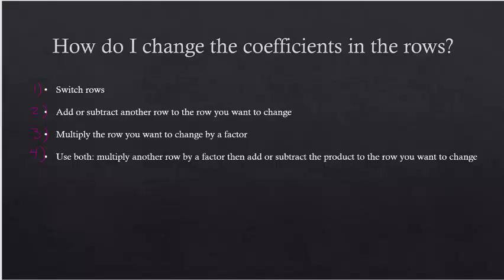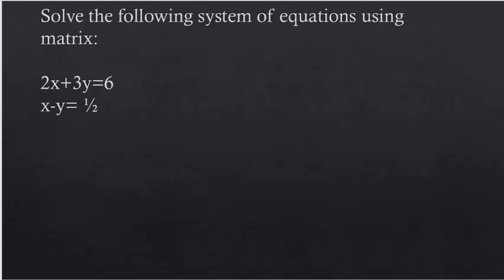So let's try this. All right, here we have the system of equations. Our x's are lined up, our y's are lined up, and our constants are lined up. So we can go ahead and write our augmented matrix. We have a 2, a 3, and a 6, a 1, a -1, and a 1/2. Right? Augmented matrix, because we have our coefficients on one side and the constants on the other side, separated by a line. Our goal is to try to get this into the form where we have a 1 and a 1 and a 0.